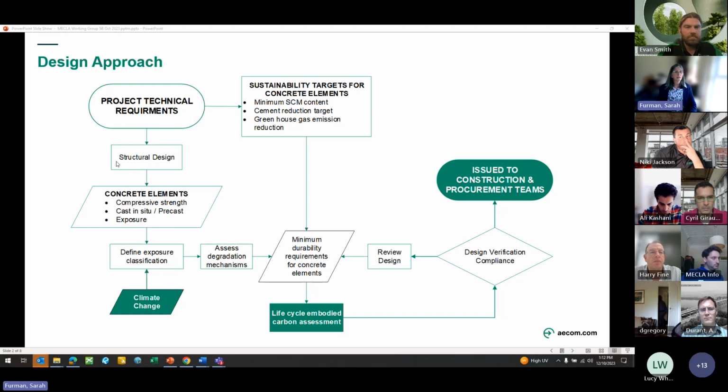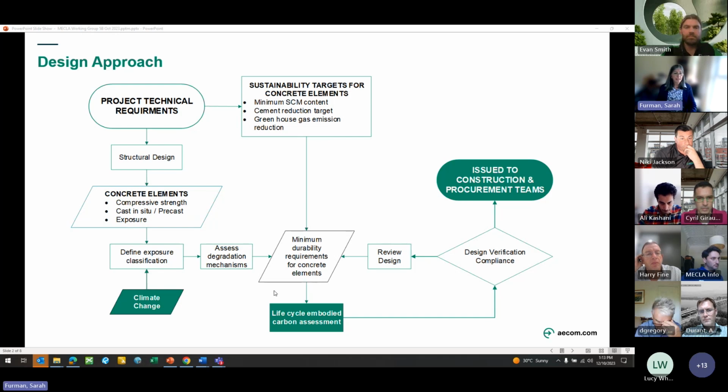So the process is typically that the structural designers develop a design, and one of the outputs for the concrete is compressive strength, cast in situ or precast, and literally where it's going to be on the project. As a durability team, we would look at what the exposure classification is, embedding climate change into that so we know what's going to happen over the life of the structure, and then we'll assess how it's going to hold up and degrade over its life. Into that, we will start developing minimum durability requirements, to which we can fairly readily input the sustainability targets.